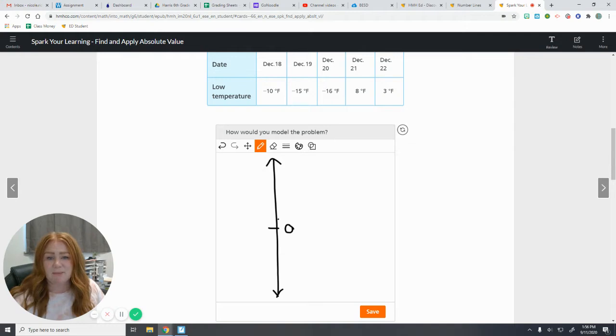So I know on December 18th, it was -10. And if we remember from our previous lessons, the negatives are always going to be on the bottom and the positives are going to be on the top. I'm looking at -10 here, so I'm going to go ahead and place it here. -15, I know if I'm going down here, it'd be -1, 2, 3, all the way to -10. Oh, I forgot my negative sign. And then -15. And then the next day is -16.